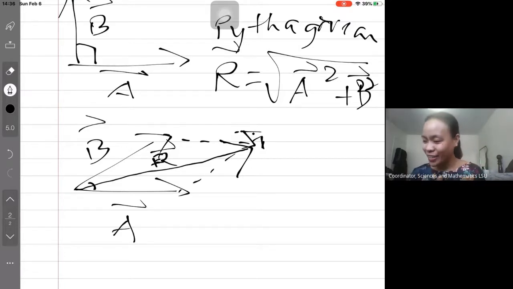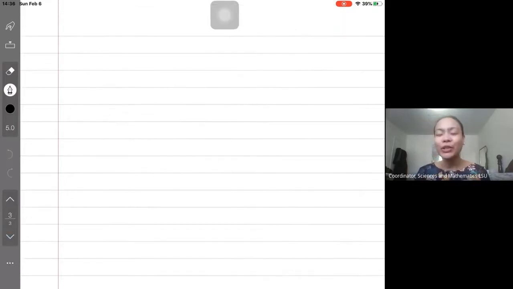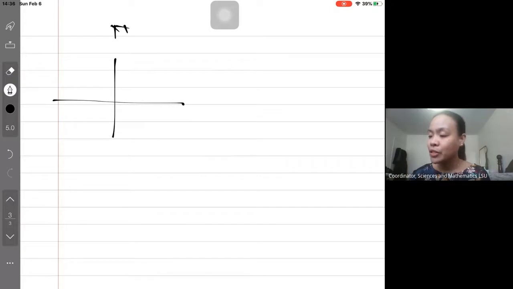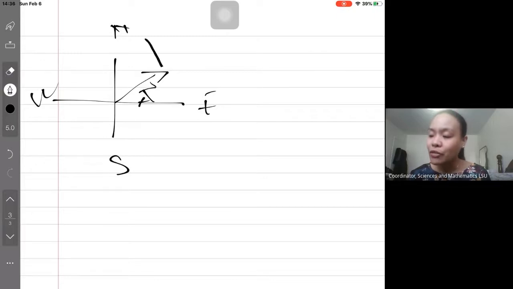Okay, and next to the parallelogram method, we also have the head-to-tail method. In the head-to-tail method, you are going to attach the tail of the next vector to the head of the previous vector. Say for example, take note, we do have our coordinate plane. This is X and Y, and we have our directions north, south, east, and west. So say for example, we have vector A going in this direction, and we have vector B. We are going to attach vector B to the head of vector A, and the resultant vector will be from the tail of the first vector to the head of the last vector. So that would be our resultant vector.